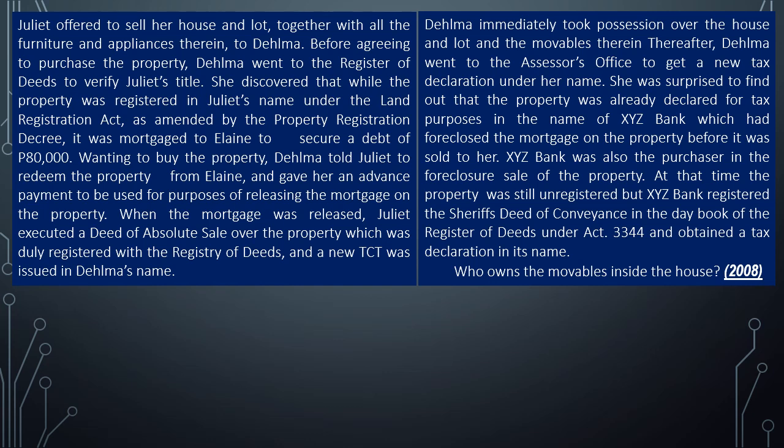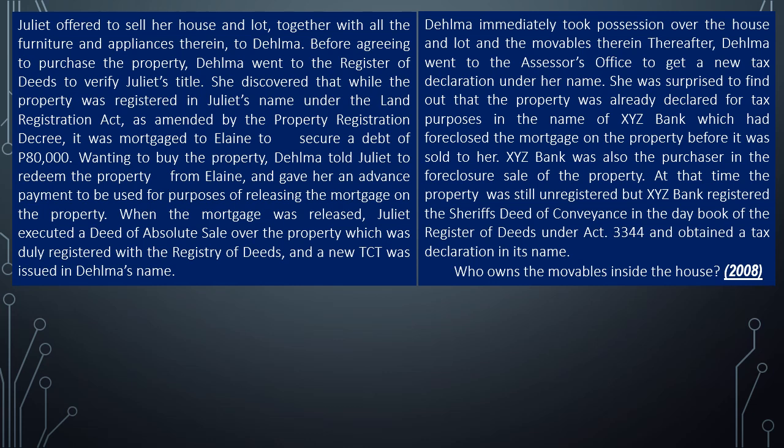Delma immediately took possession over the house and lot and the movables therein. Thereafter, Delma went to the assessor's office to get a new tax declaration under her name. She was surprised to find out that the property was already declared for tax purposes in the name of XYZ Bank. So, sino si XYZ Bank? XYZ Bank is the purchaser in the foreclosure sale of the property. So the question is, who owns the movables inside the house?